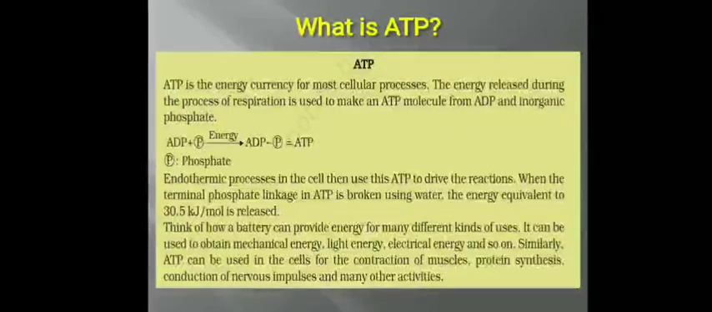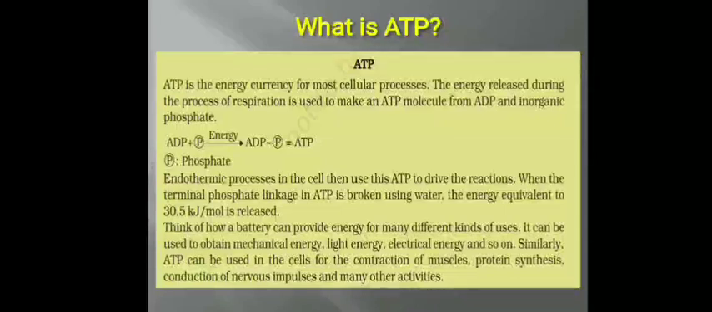Here, one slide is dedicated to ATP. ATP is adenosine triphosphate, and just like money is counted in dollar, rupee, ruble, real, dinar, energy is counted in ATP. ATP is the energy currency for most cellular processes. The energy released during the process of respiration is used to make an ATP molecule from ADP and inorganic phosphate. Inorganic phosphate means 1P plus ADP, that's 2P, diphosphate. So 2P plus 1P is equal to 3P. So ADP, adenosine diphosphate, di means 2, plus 1 more inorganic phosphate is added along with it, that is called ATP.